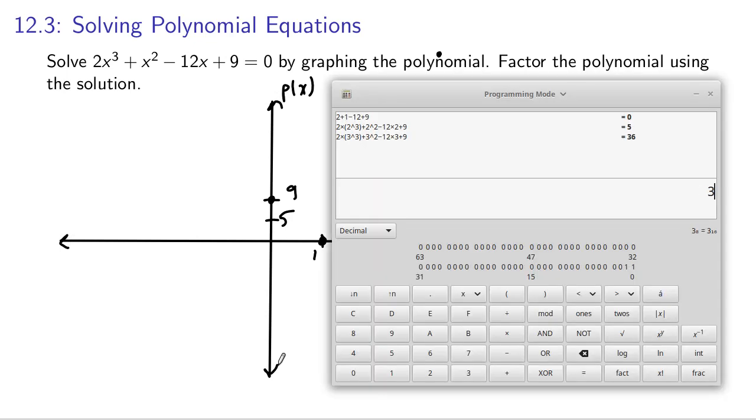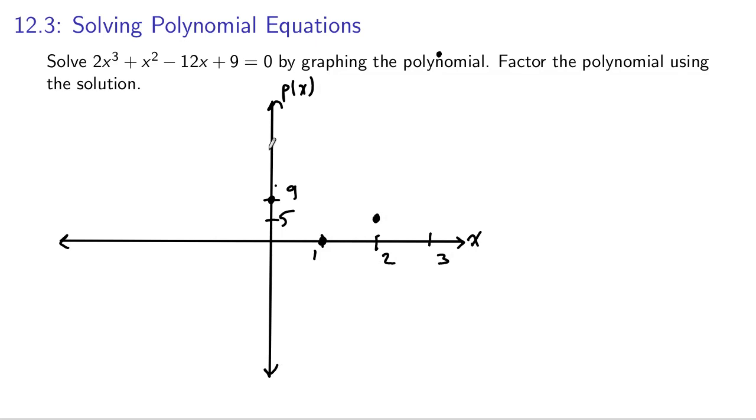Now let's try negative. So 2 times negative 1 cubed would be negative 2. But negative 1 squared is 1. Minus 12 times negative 1 would be 12, plus 9 gives us 20 at negative 1. So 9, say 20 is here, and negative 1 would be around here. So you can see we're kind of going down here. Something happens here, we can switch directions somewhere, come back way up this way.